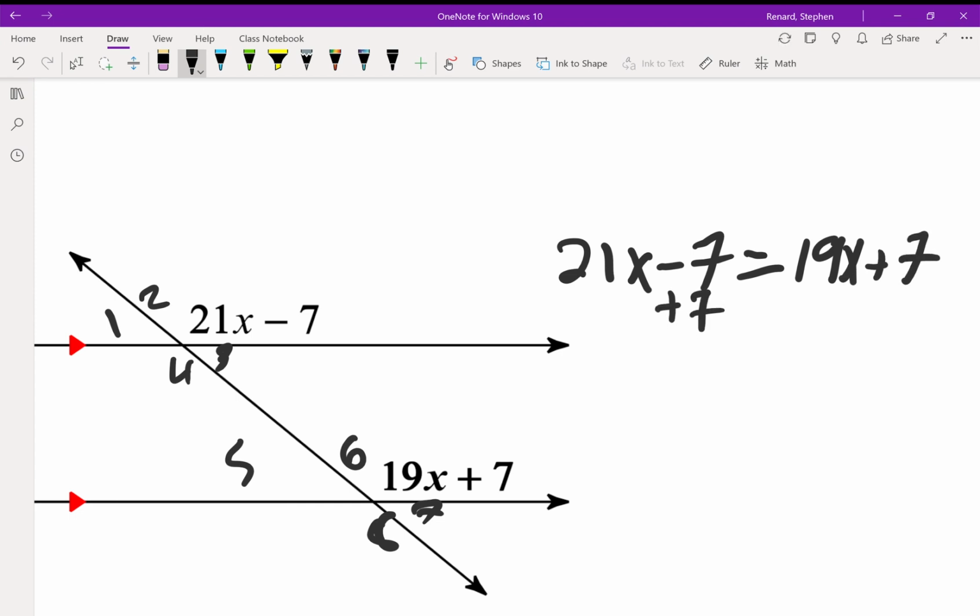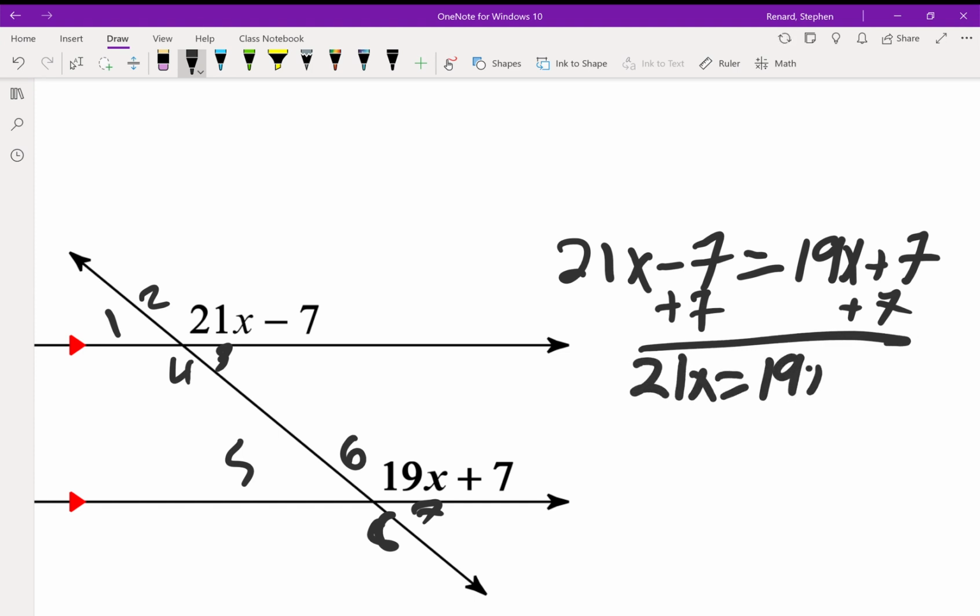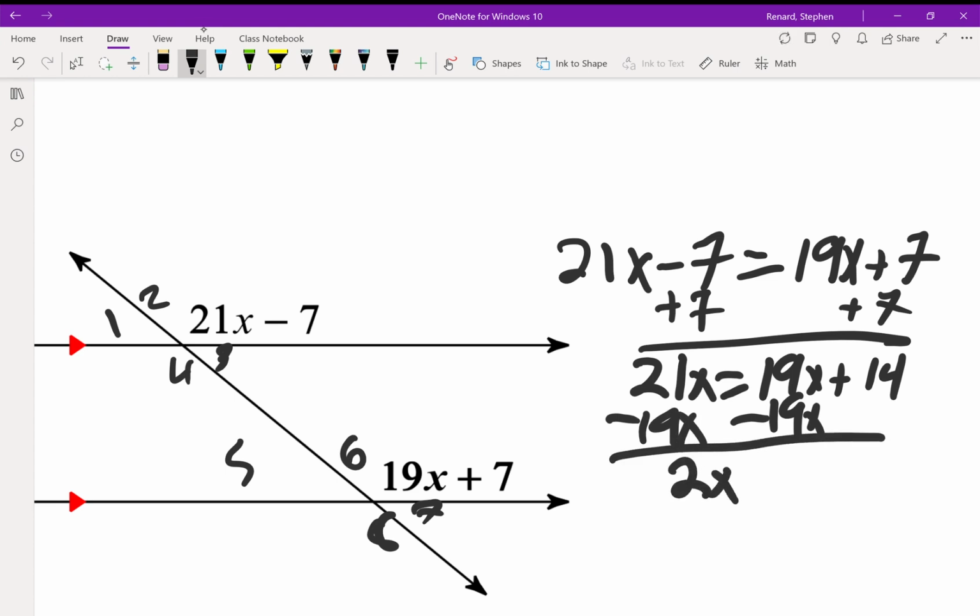So we're going to add 7 to both sides. That gives me 21x equals 19x plus 14. We're going to subtract 19x from both sides. And we get 2x equals 14. Divide both sides by 2. And we get x equals 7.